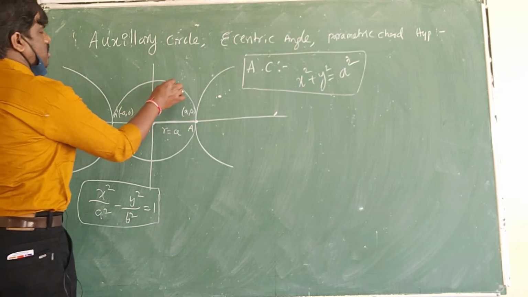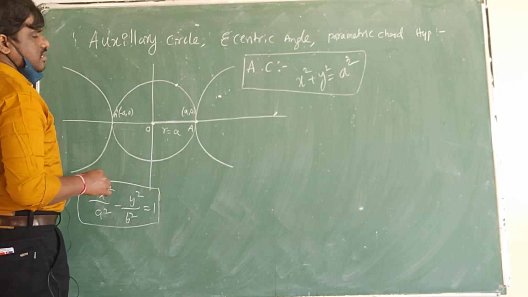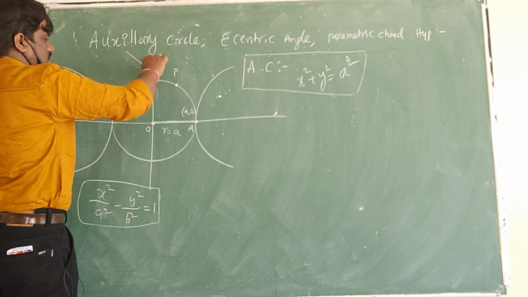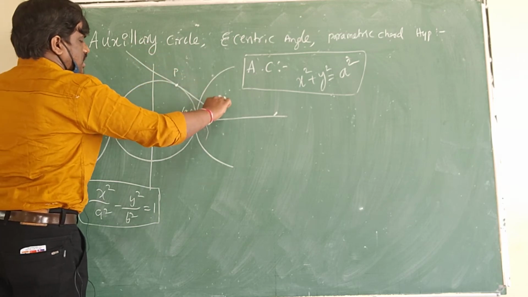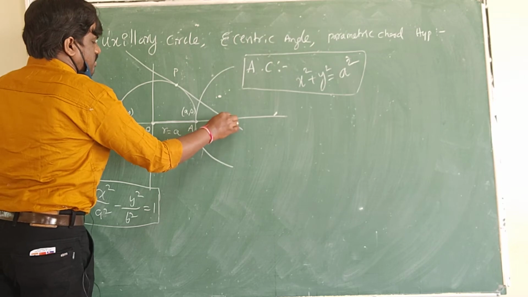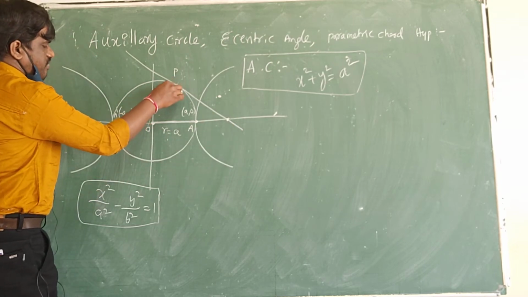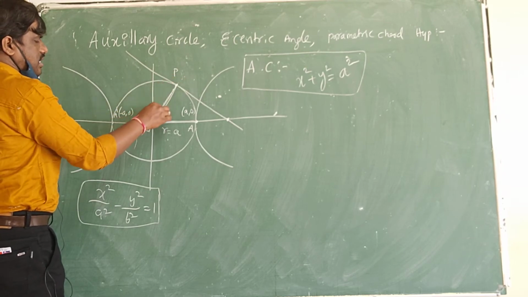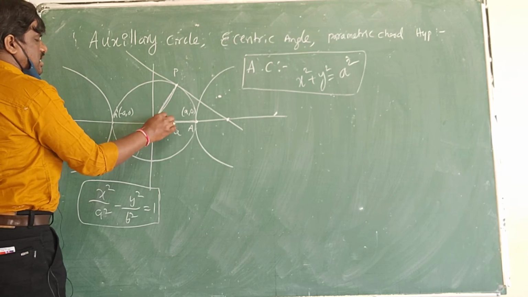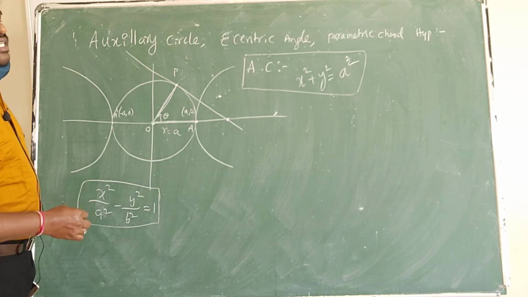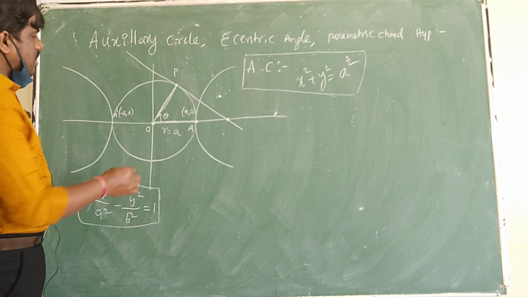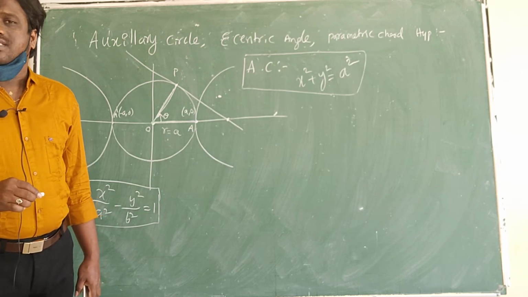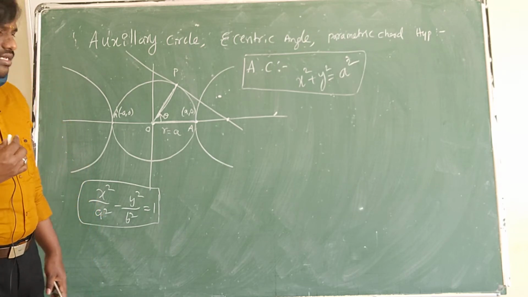If I take a point P on the auxiliary circle, and draw a tangent to it, the tangent is going to intersect somewhere here. And if I join this point on the auxiliary circle to the center, the angle which is formed here is called the eccentric angle. What angle do we call? Eccentric angle. Theta is the eccentric angle.